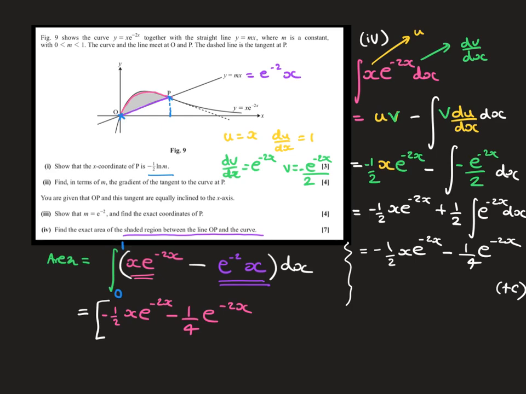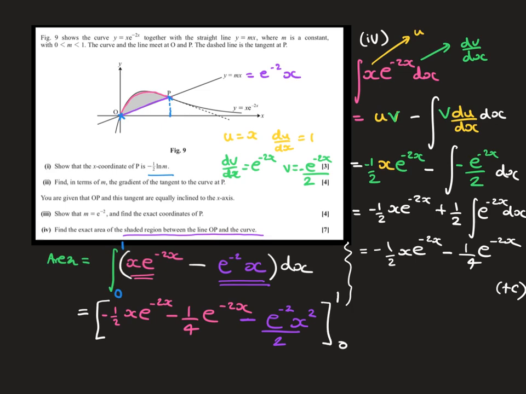The purple part, remember e to the negative 2 is just a constant, so it's just going to be in the answer, unaffected. Now x integrates to a half x squared, so we end up with this here.